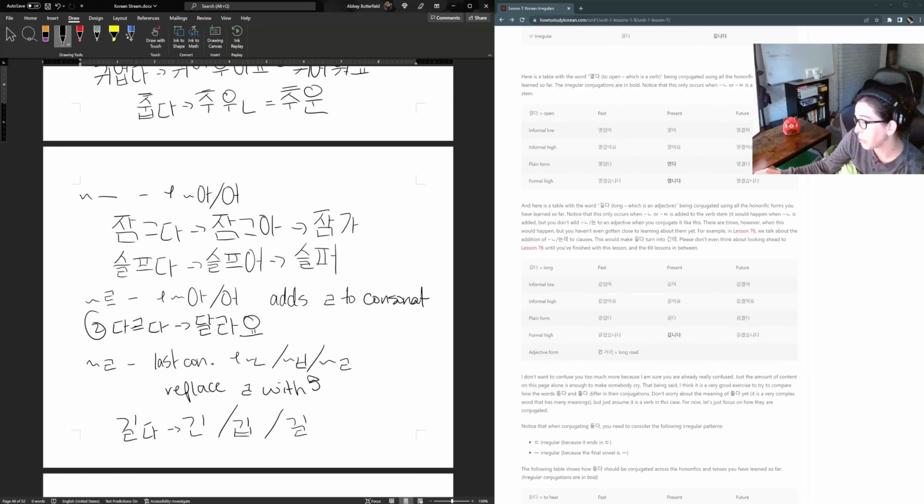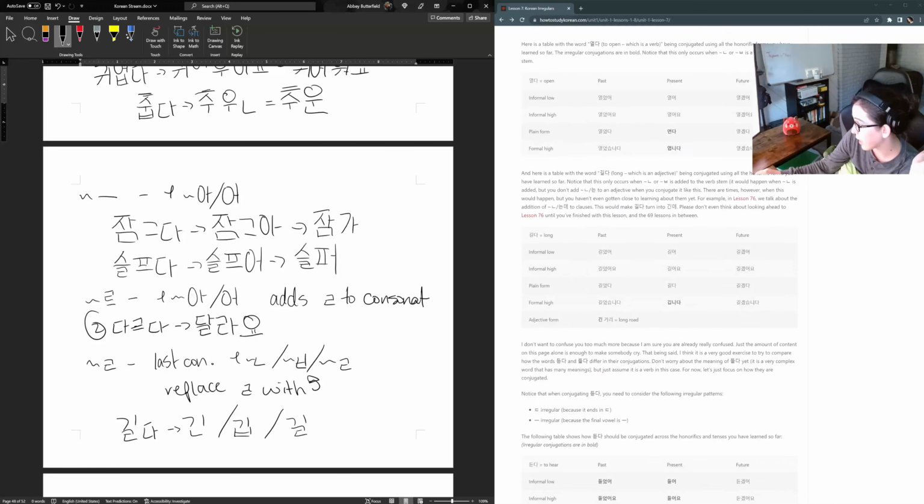I don't want to confuse you too much because I'm sure you're already really confused. Just the amount of context on this page alone is enough to make somebody cry. You're right, I need to cry. That being said, I think it's very good exercise to try and compare how the words dut and dur differ in the conjugations. Don't worry about the meaning of dur, durda, yet. It's a very complex word that has many meanings, but just assume it's a verb in this case.